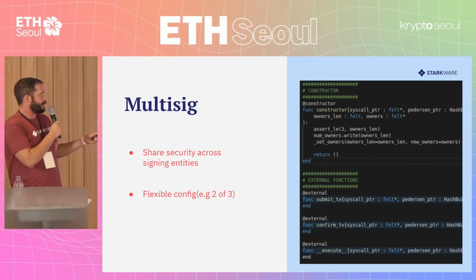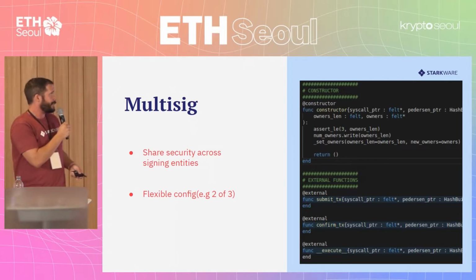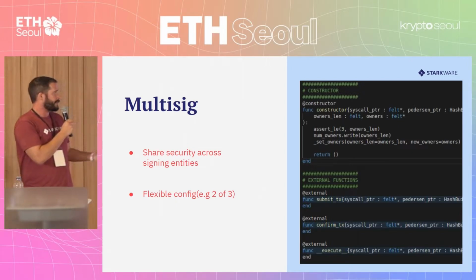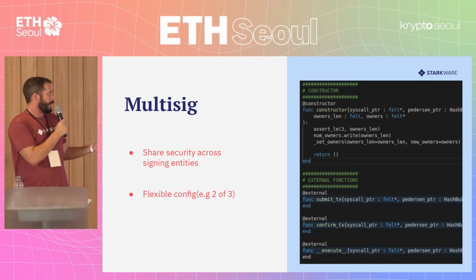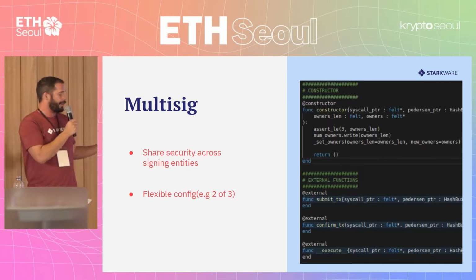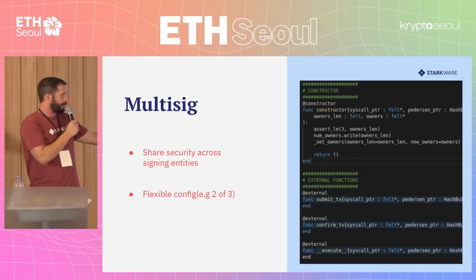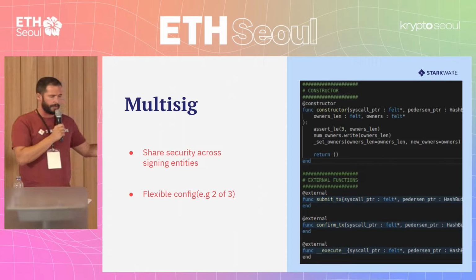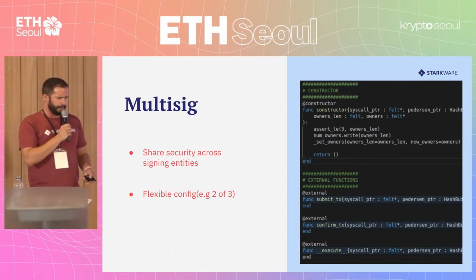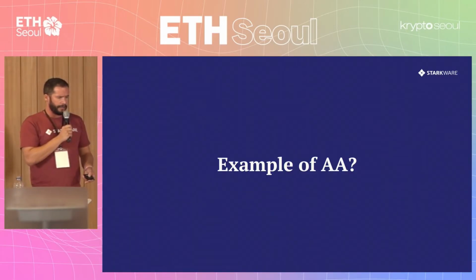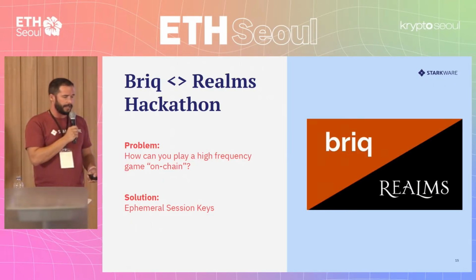So this is an example of a 2 of 3 multi-sig, and you can see that with the assertion of 3 owners and 3 public keys. So if you have 3 owners and 3 public keys and 3 signers, one of the signers will submit a transaction, at least 2 of the others will confirm it, and then we can execute it. And again, you see the execute canonical entry point there at the bottom, which is what you need to be an account contract. So, an example of account abstraction.